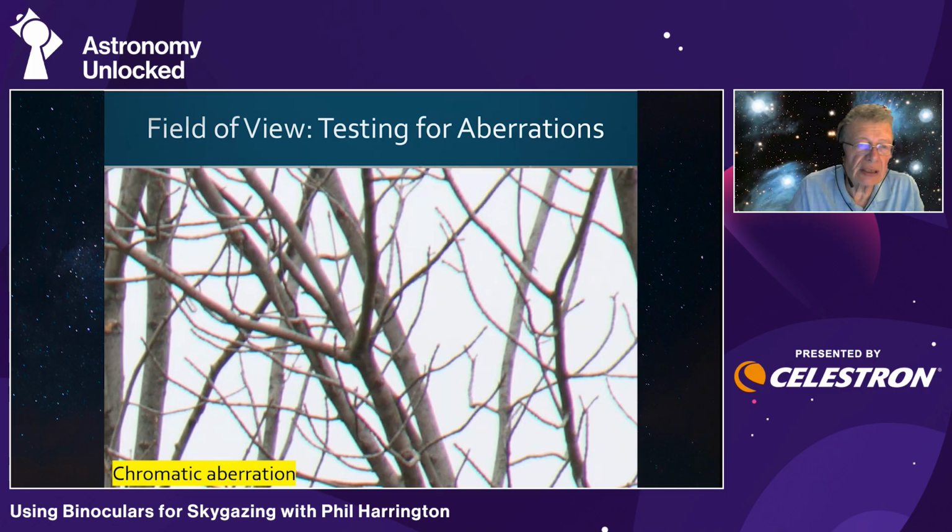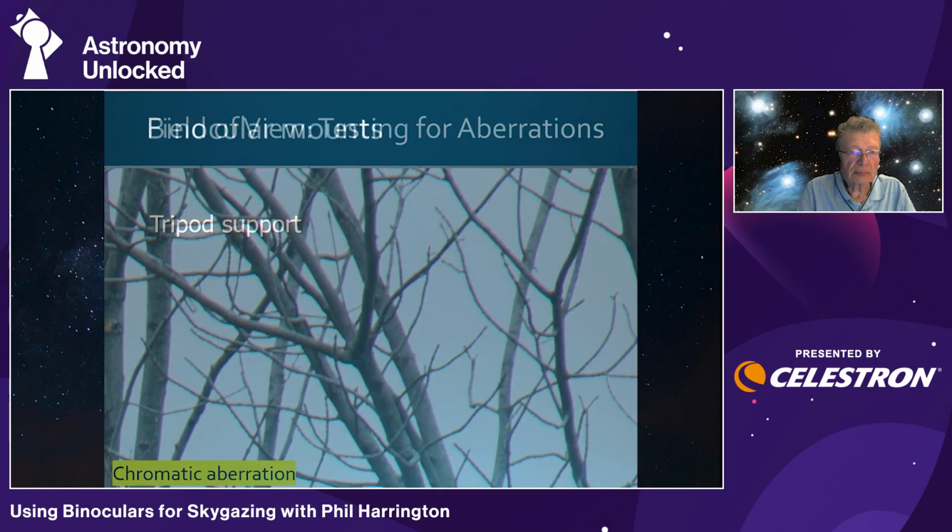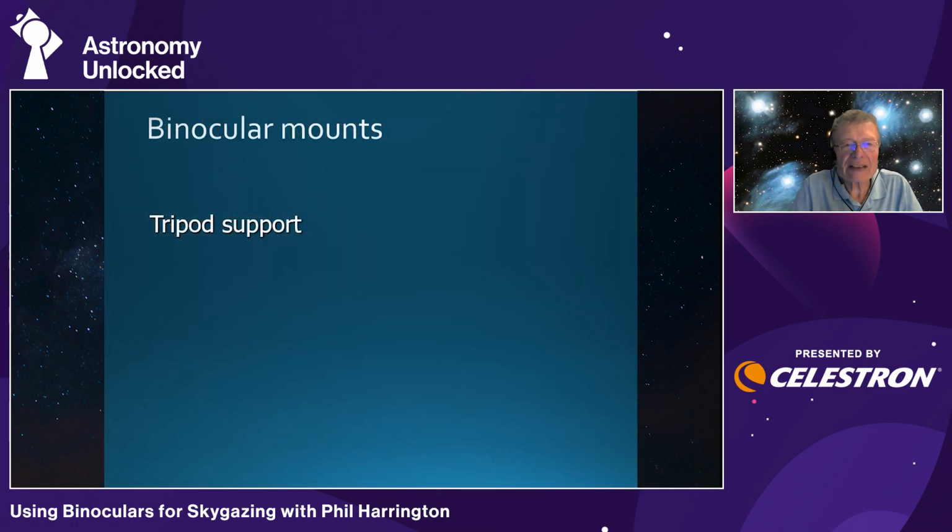Looking at trees, you can see colorful edges, sort of purplish on one side, greenish on the other, due to chromatic aberration. That tells you the optics aren't as sharp as they could possibly be. So things like that you're looking for. If you purchase binoculars that have ED or extra low dispersion lenses, then a lot of those images that we just saw won't apply to you, because they're the best of the best, and ED glass will correct for all those imperfections.